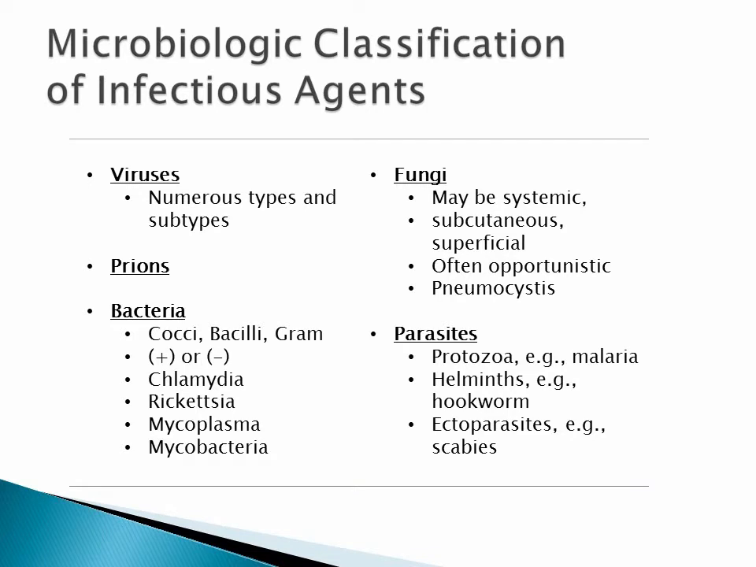So these are microbiological classifications of infectious agents. These include viruses, prions, bacteria, fungi, and parasites. And we'll go ahead and provide a brief review of the general characteristics of each of these agents in the following slides.